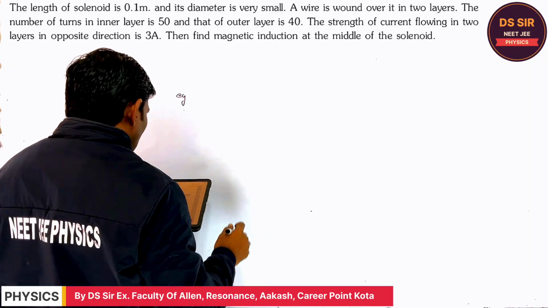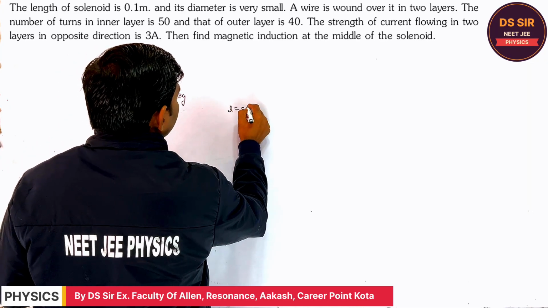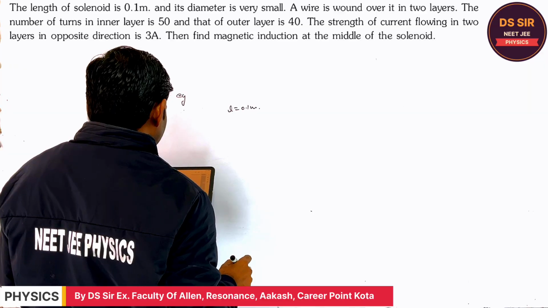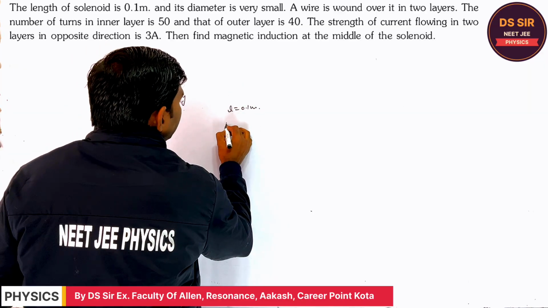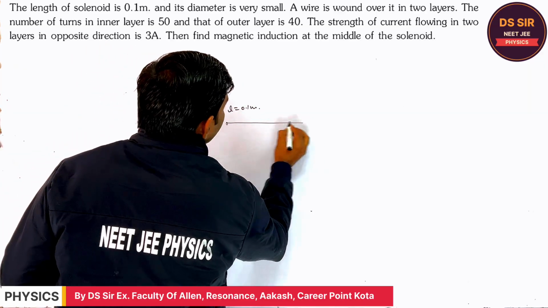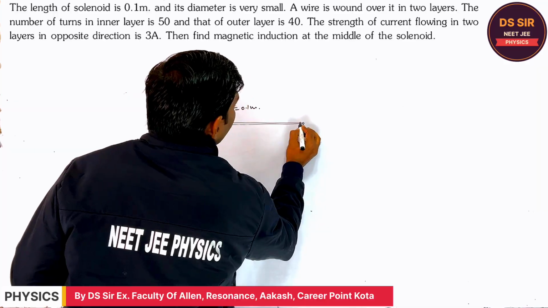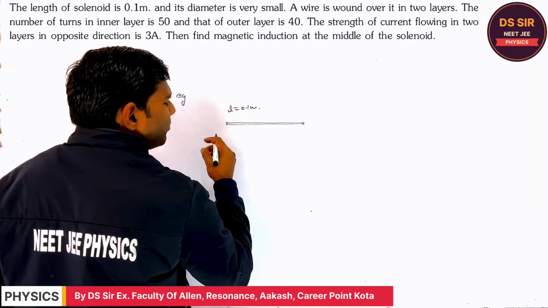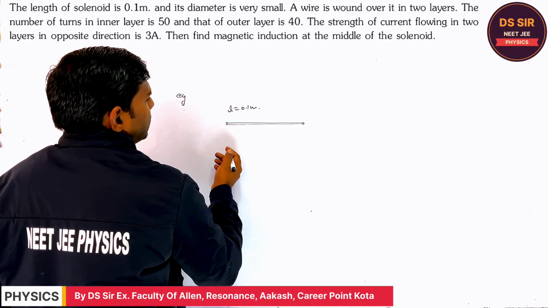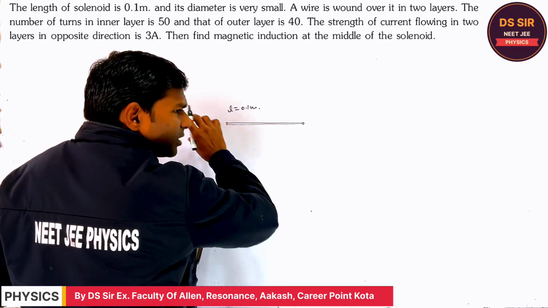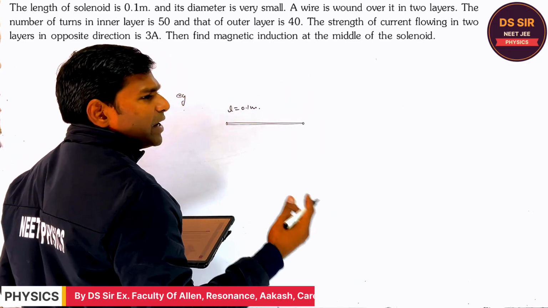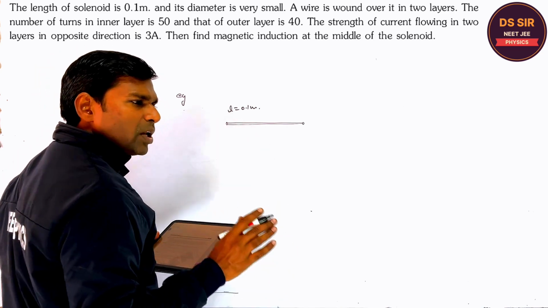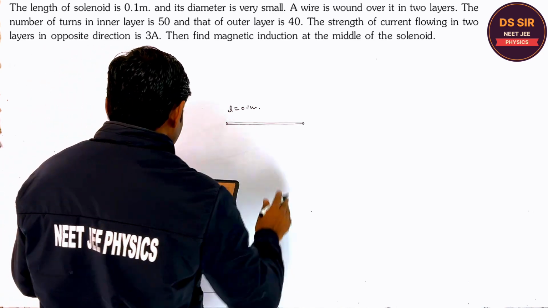The length of the solenoid is 0.1 meter, right? This is the length, suppose. And its diameter is very small. Diameter is very small, meaning something like 1 millimeter, and the length is this. Are you getting or not? So you can treat this as a very lengthy solenoid, that is, we can apply the formula for an infinite solenoid here, right?